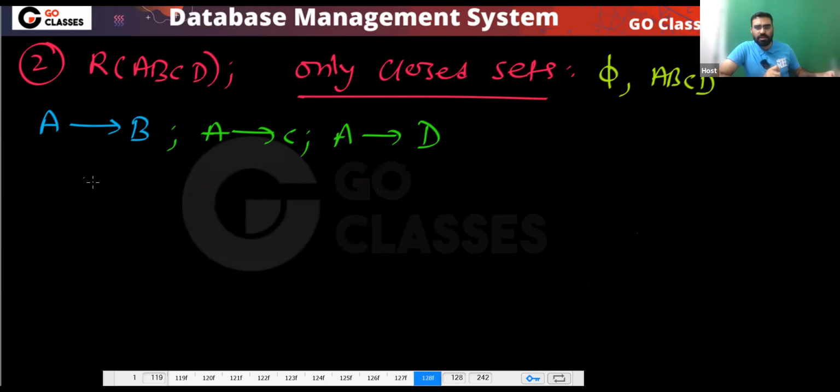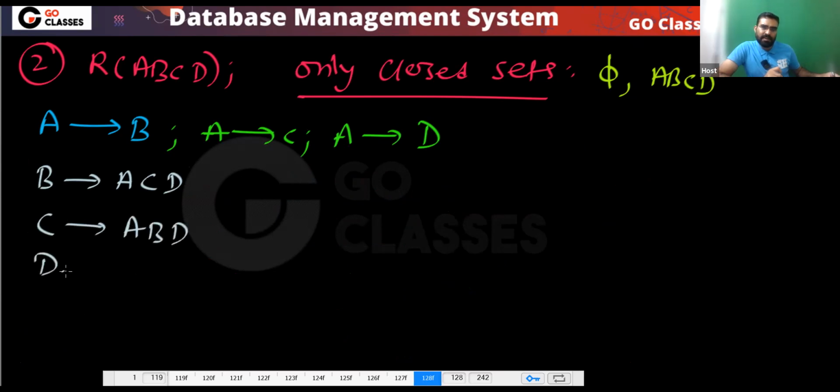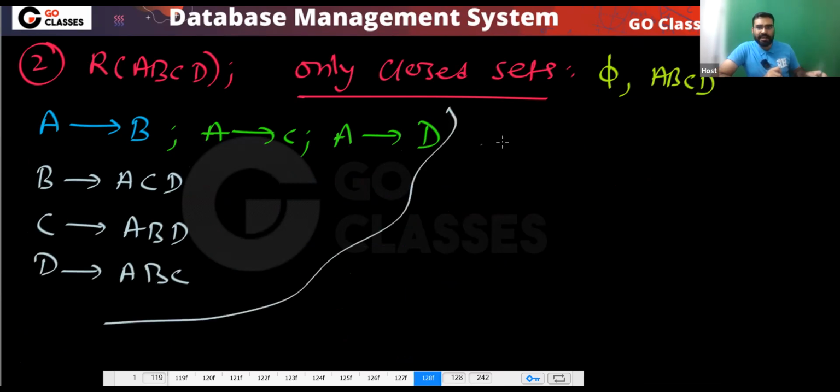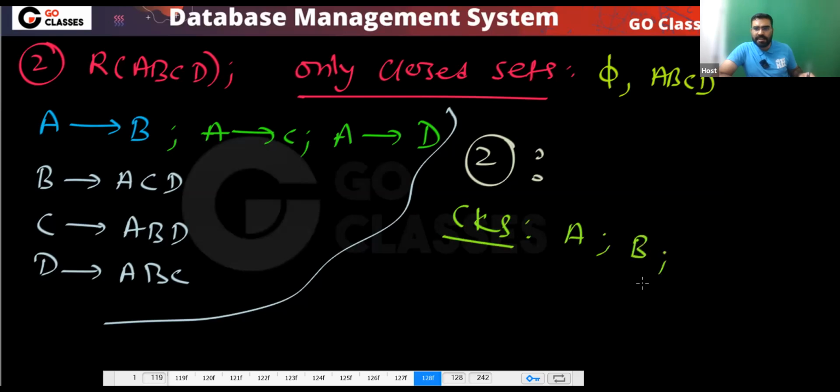So anyway, you can notice, basically, everything can determine everything. Now you can notice B will determine A, C, D; C will determine A, B, D; and D will determine A, B, C. Is this clear? So finally, in the second question, what can you say? What are the candidate keys? A is a candidate key, B is a candidate key, C is a candidate key, D is a candidate key.